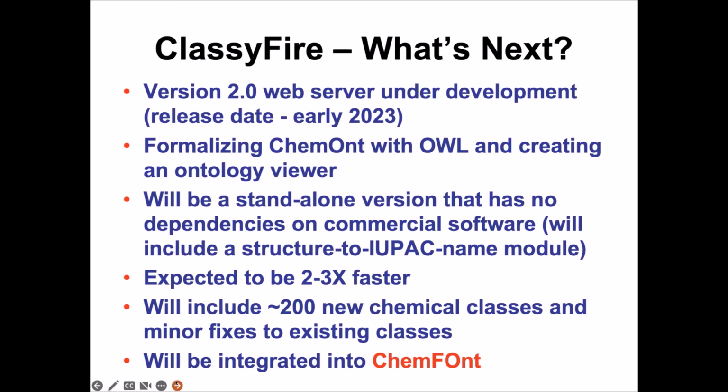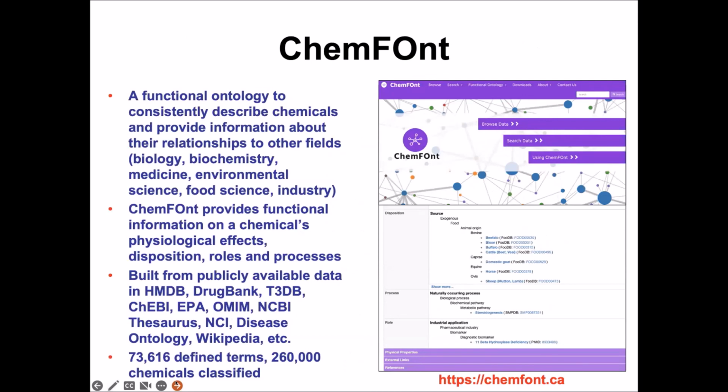And then we've been integrating it into another ontology that we've been presenting periodically called ChemFOnt, for the chemical functional ontology. So this is an extension which is not just a structural ontology, but more a functional ontology to try and connect chemicals to biology. And so we wanted to try and get information about their applications in biochemistry, medicine, environmental science, food science. We wanted to get things related to physiological effects, their disposition, their roles and processes. And we've used a lot of the data that was built from our own hand-curated databases, HMDB, DrugBank, T3DB, but also some of the ChemInf ontology and others from ChEBI and EPA and the NCBI Thesaurus.